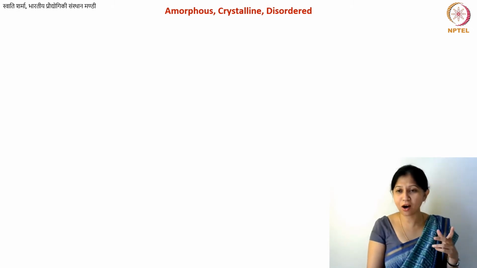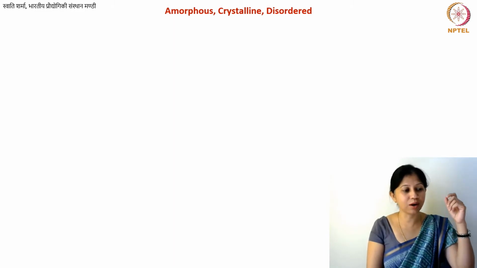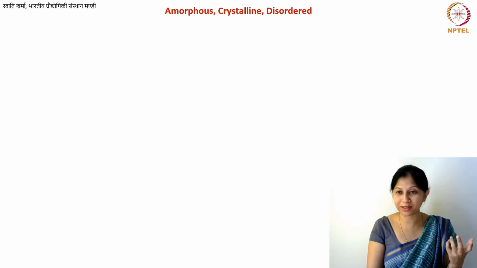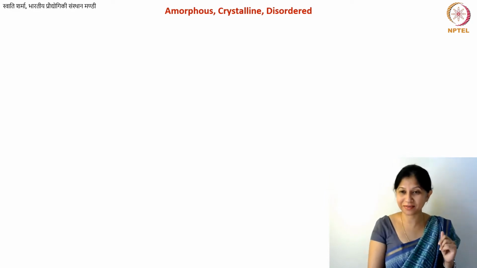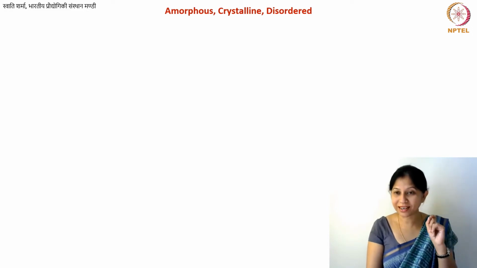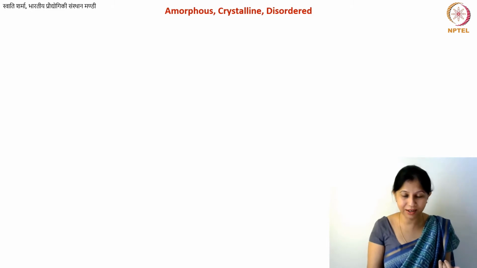If I tell you how to define an amorphous material, that's not easy. You would think it's very easy, but it's not really easy, because you can say that something that shatters on breaking is amorphous, but that's not completely correct. Okay, so three definitions: amorphous, crystalline, and disordered materials. Amorphous and crystalline you know, disordered you don't.